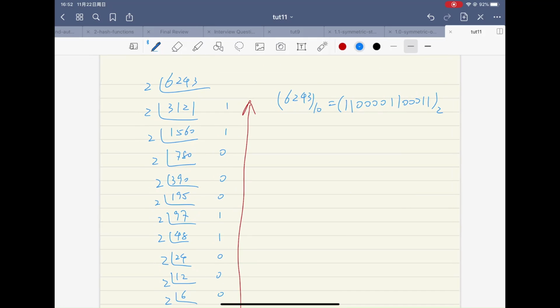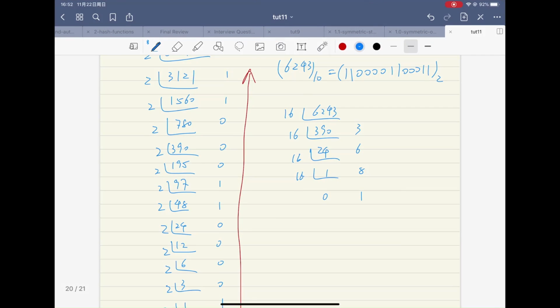Similarly, for base 16 we have 6243 divided by 16, we have 390, and the remainder is 3. Divided by 16 we have 24, and the remainder is 6. Then 1, the remainder is 8. Then 0, and the remainder is 1.